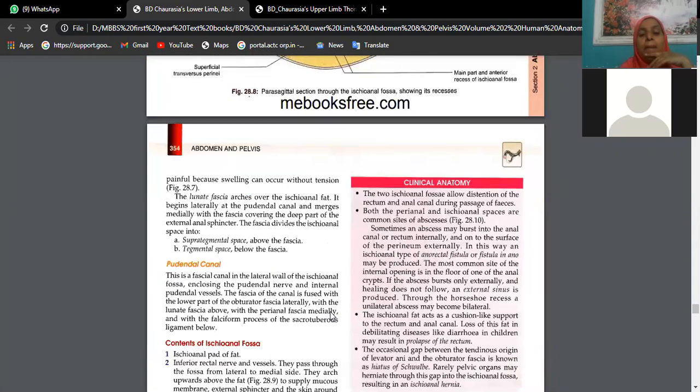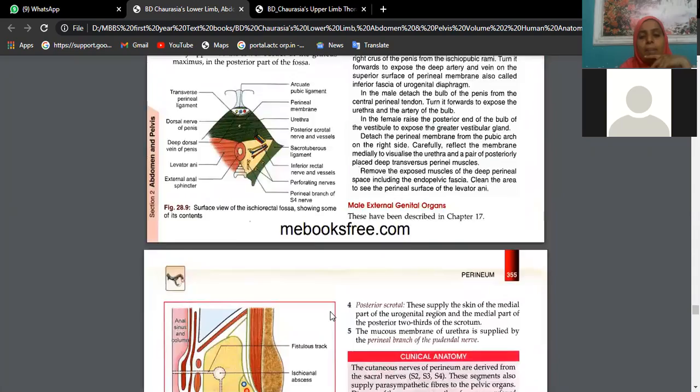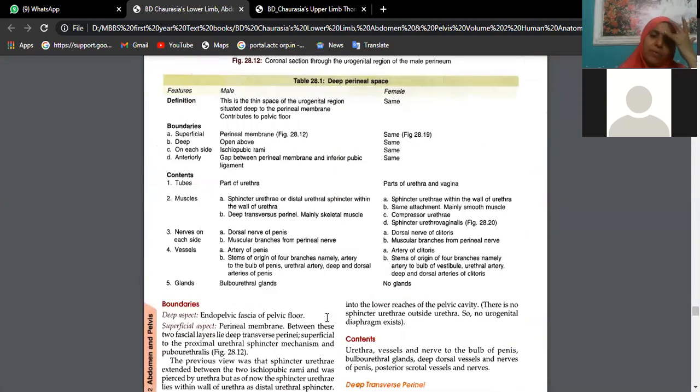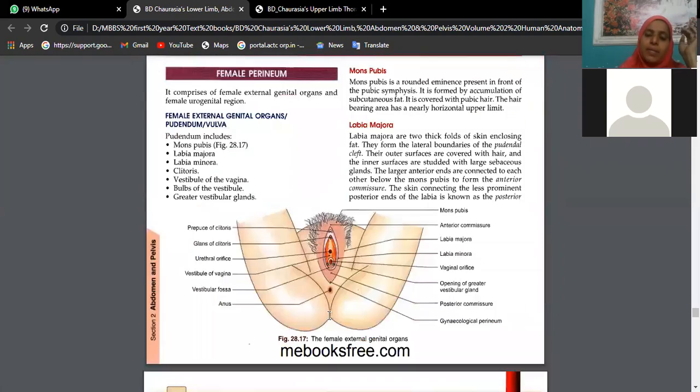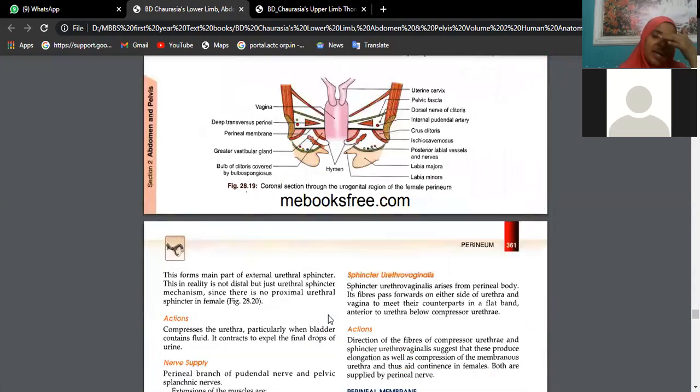Then what else do you have as supports? True supports: pelvic diaphragm. Then you also have certain ligaments. What are those? Lateral ligament.